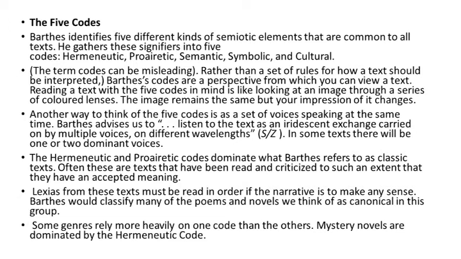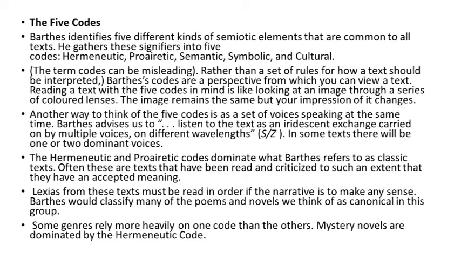Another way to think of the five codes is as a set of voices speaking at the same time. Five different voices speaking at the same time. Barthes advises us to listen to the text as an iridescent exchange carried on by the multiple voices of these codes, five different codes on five different wavelengths. In some texts, there will be one or two dominant voices. The hermeneutic and proairetic codes dominate what Barthes refers to as classical text. In classical text, you can see the hermeneutic and proairetic codes dominate.